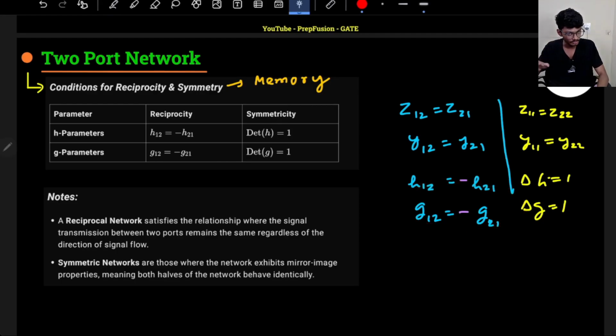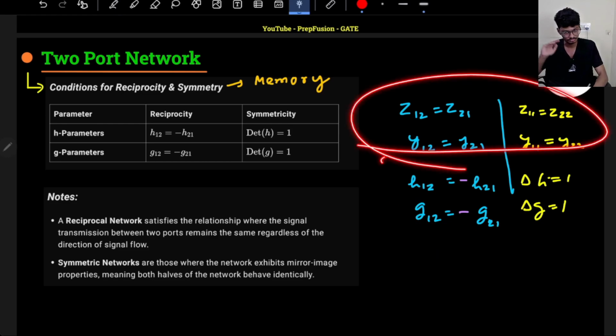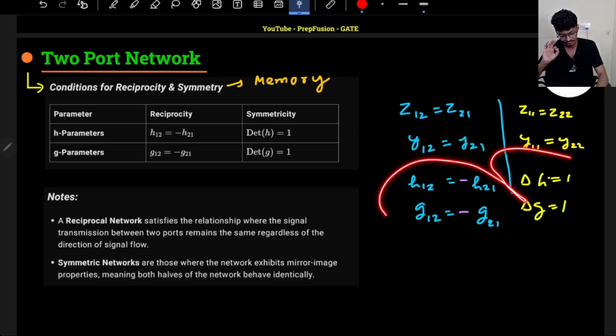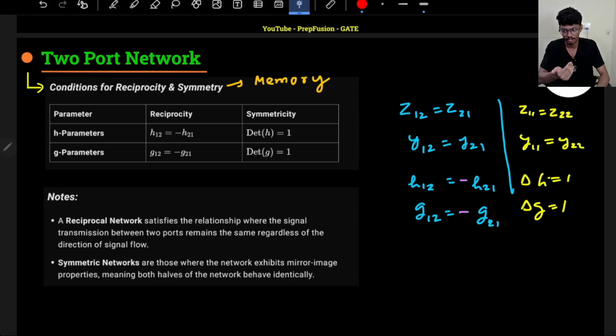You already know that z was the inverse of y, so the conditions for reciprocity and symmetricity, if you observe, remain similar. So here also the conditions for reciprocity and symmetricity will be similar only. This will not vary. And there is another parameter known as the ABCD parameter. There these things will be opposite. There the reciprocity condition will be that the determinant of the ABCD matrix is 1. That is the condition for reciprocity in the ABCD parameter that we will learn later on.